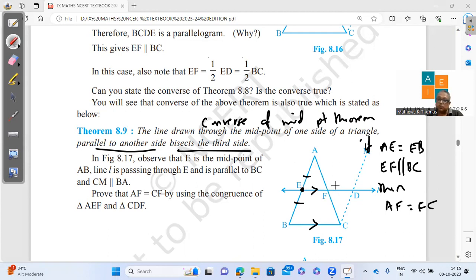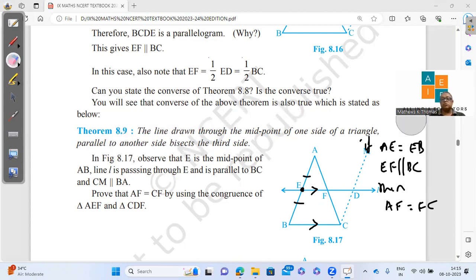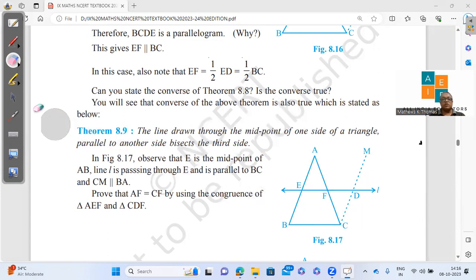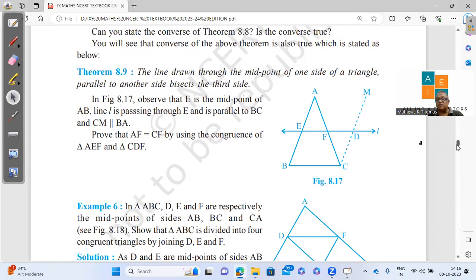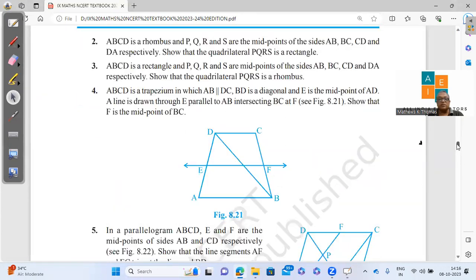So whenever we want to prove that this is a midpoint, we will use the converse of the midpoint theorem. When two midpoints are already given, then we will use the midpoint theorem. So the converse and the midpoint theorem will be used in this exercise. That is the second exercise.